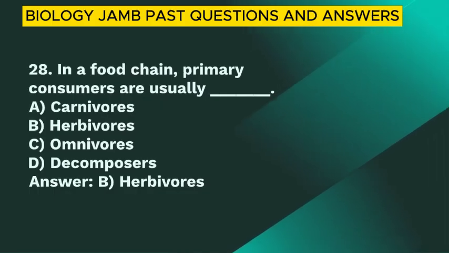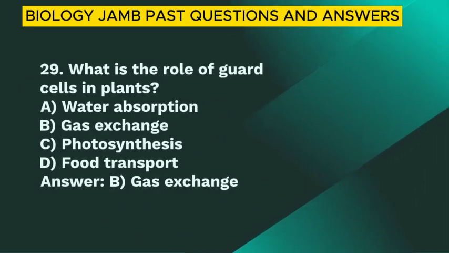Question number 28. In a food chain, primary consumers are usually A. Carnivorous, B. Herbivorous, C. Omnivorous, D. Decomposers. Question number 29. What is the role of gas cells in plants? A. Water absorption, B. Gas exchange, C. Photosynthesis, D. Food transport. The answer is gas exchange. That's B.